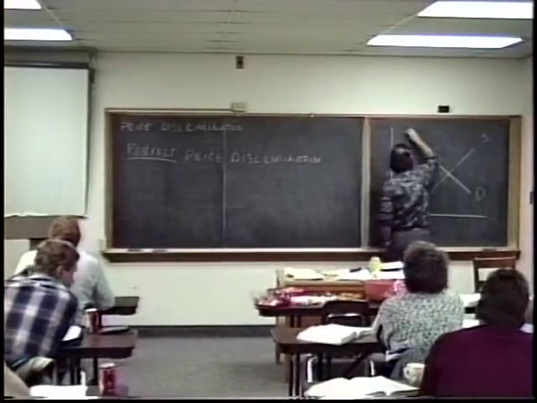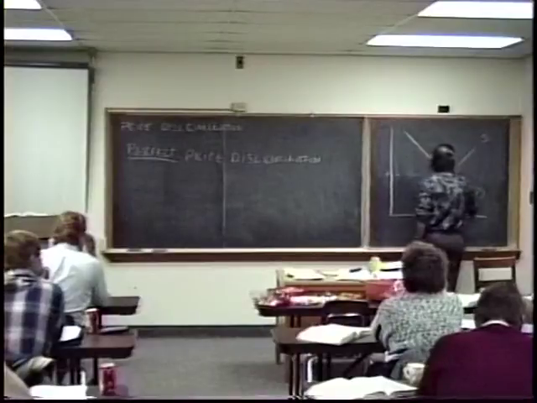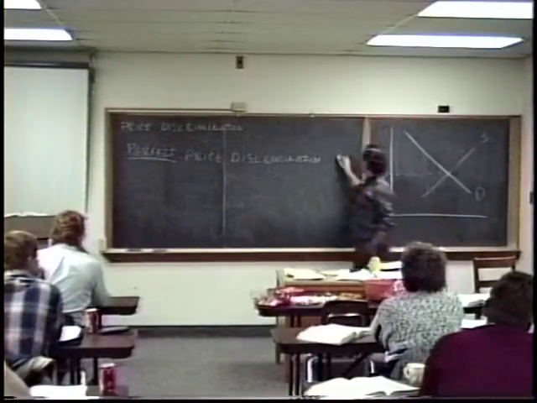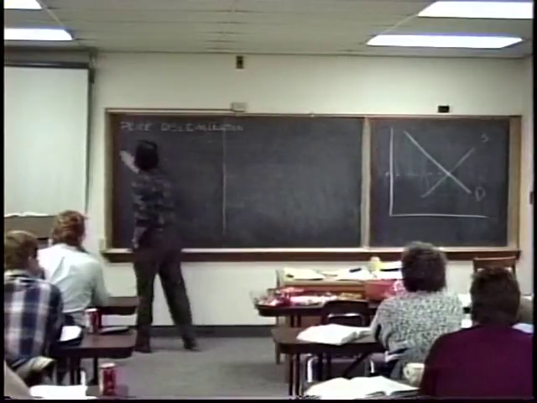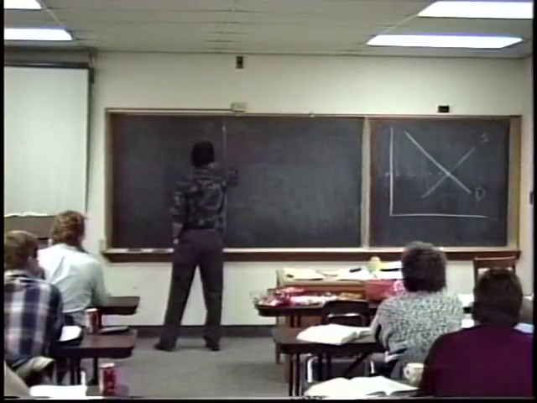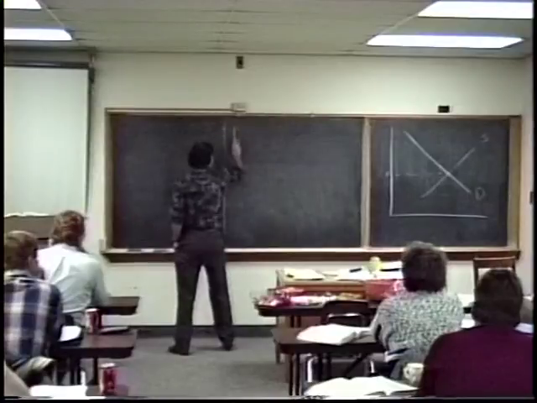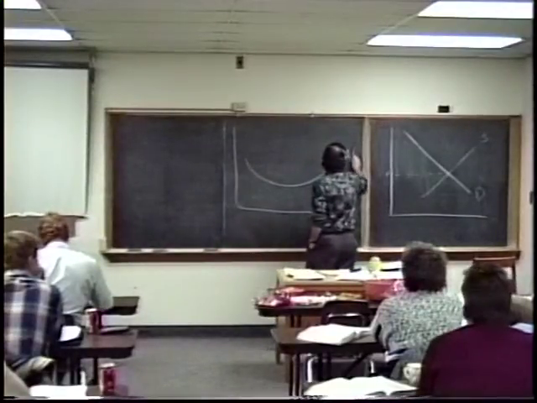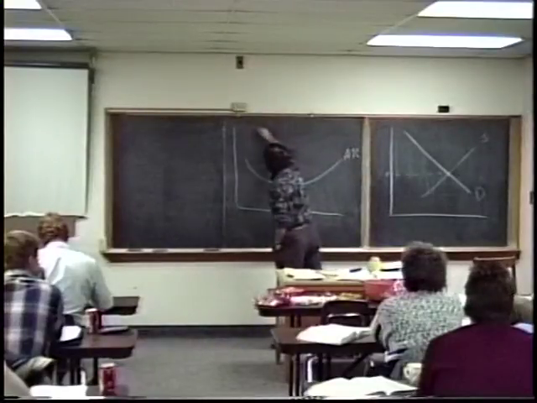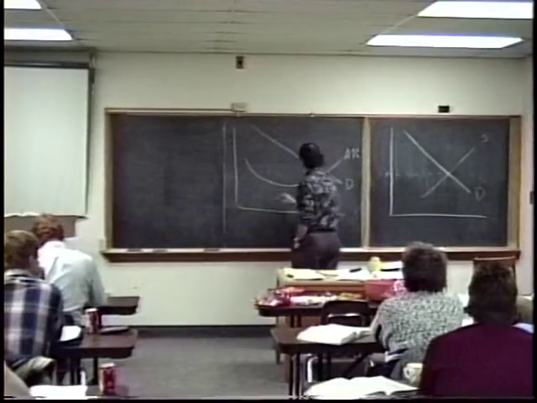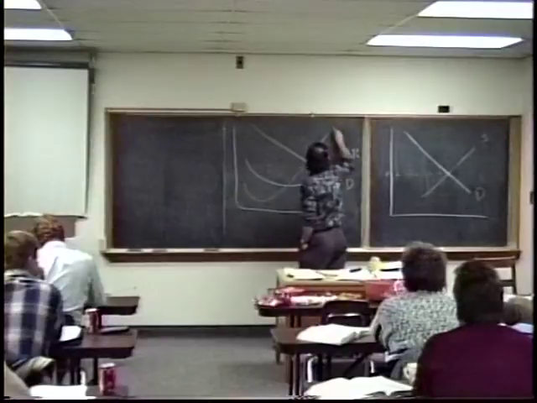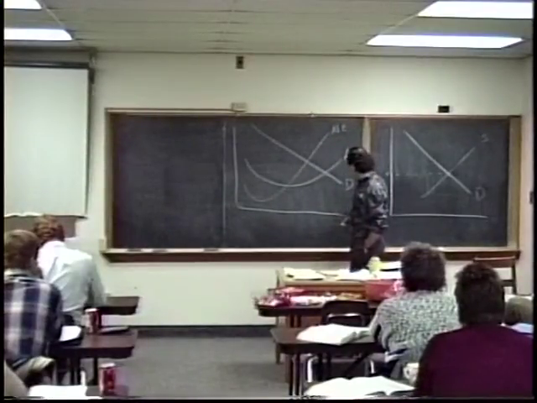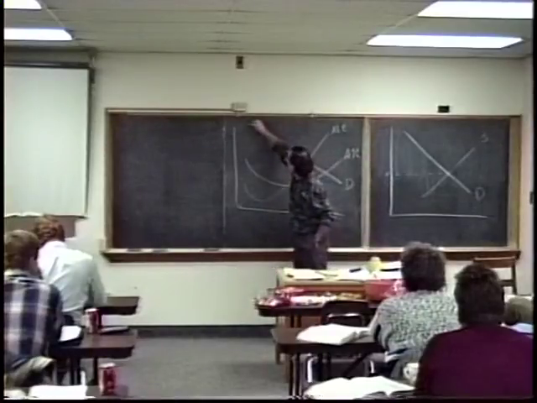Now, what happens then is total costs, demand curve. Cost curve. What happens is that your revenue follows along this line.